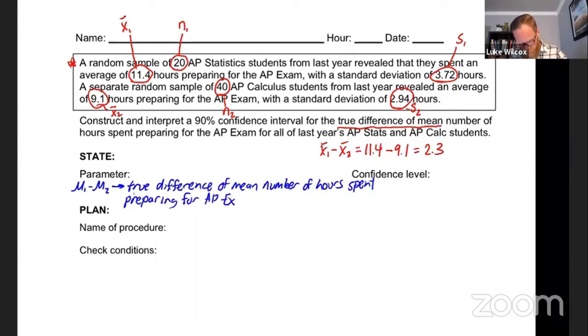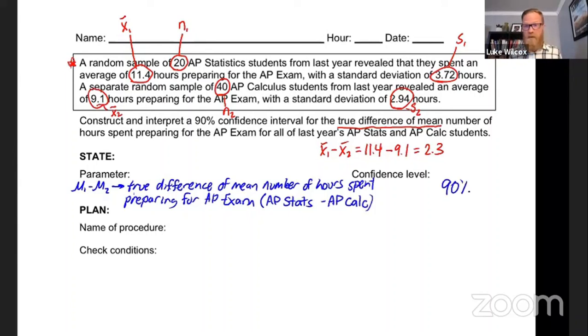And listen, this is where I'm going to make it clear which way I'm subtracting. We did AP Stats minus AP Calc. So I want to make sure that that's clear in my solution here, right? Because we could have done it the other way around, but I like doing it in the order that it was presented here. So confidence level was given to us in the problem here. We're going to go 90%.